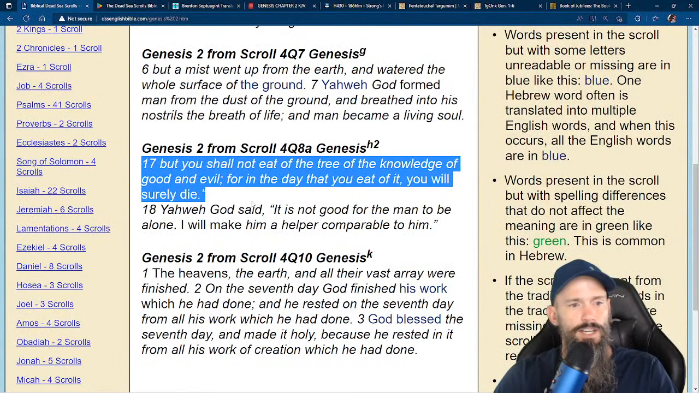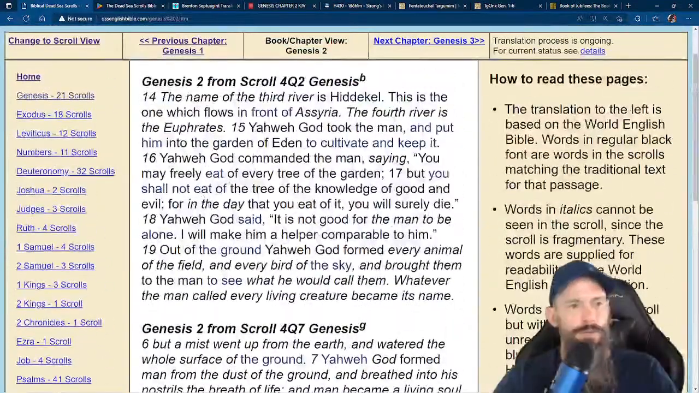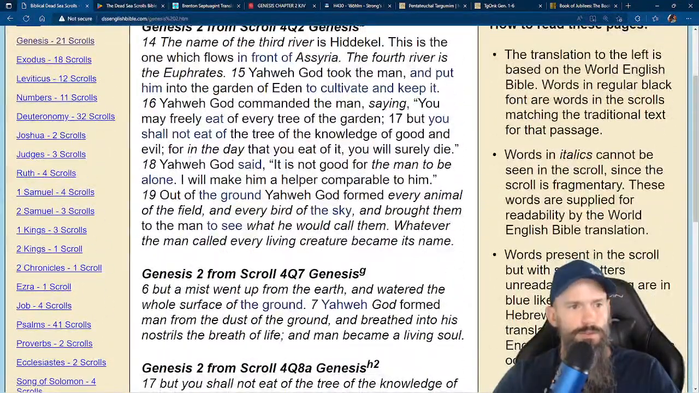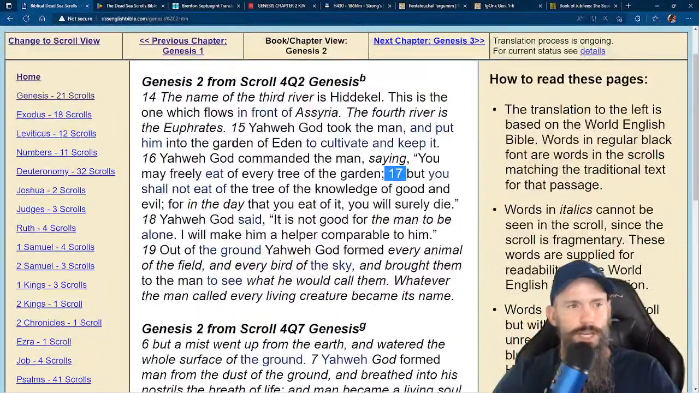Got 17 and 18 down here in another scroll. But you shall not eat of the tree of the knowledge of good and evil, for in the day you eat of it you will surely die. Yahuwah Elohim said, "It is not good for the man to be alone, but I will make a helper comparable to him." So, oh, okay, here's 17. I thought 17 was missing. So we got up to 19.